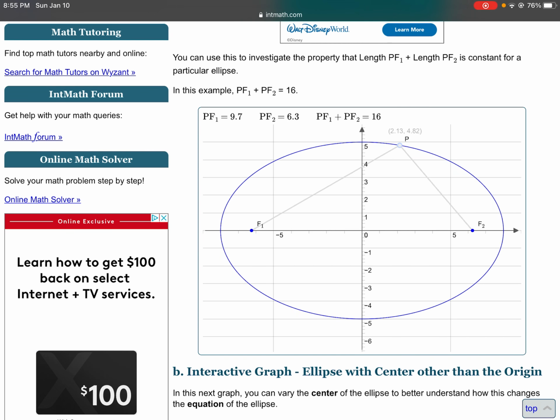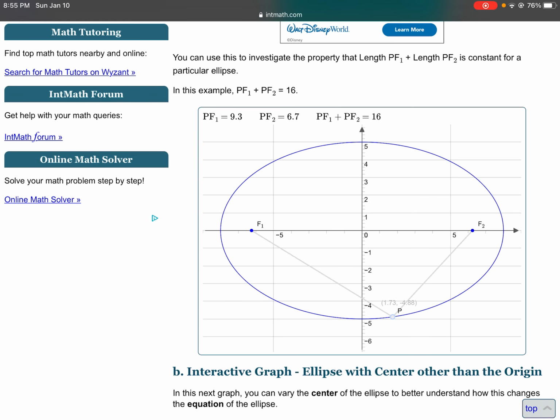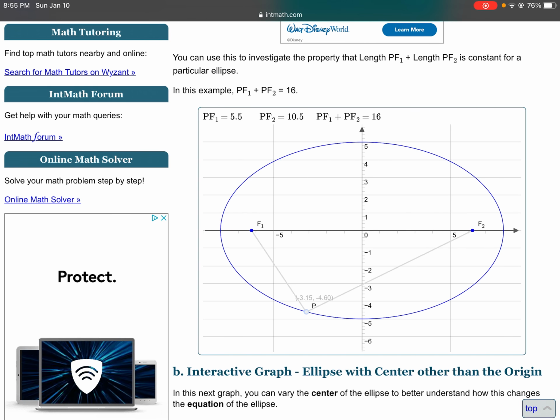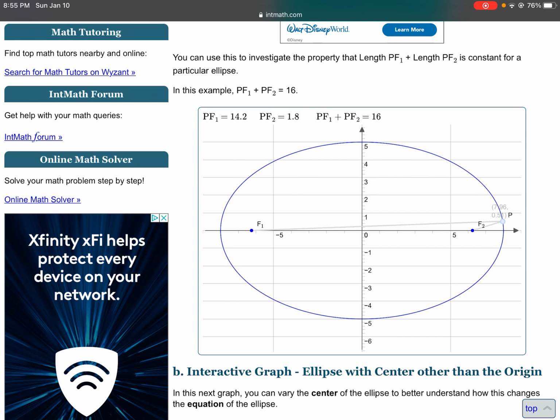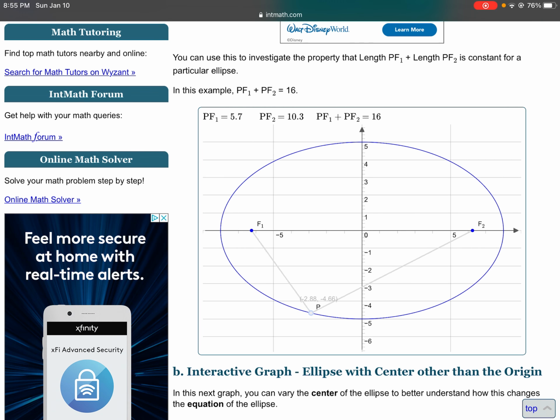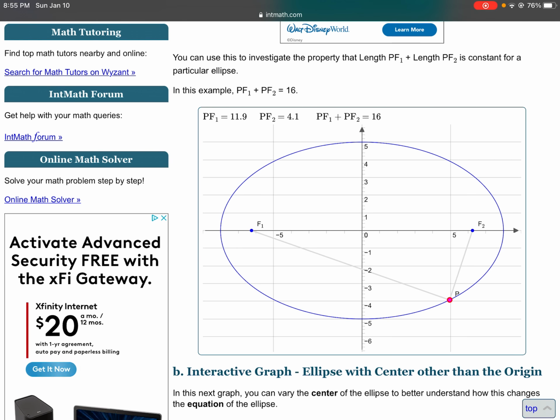No matter where I drag this point, the individual line segments might differ, but the sum of those two line segments is always going to be 16. That's what defines an ellipse. It's all the possible point P's, or all the xy coordinates, such that these two distances, their sum, is always constant. Okay?